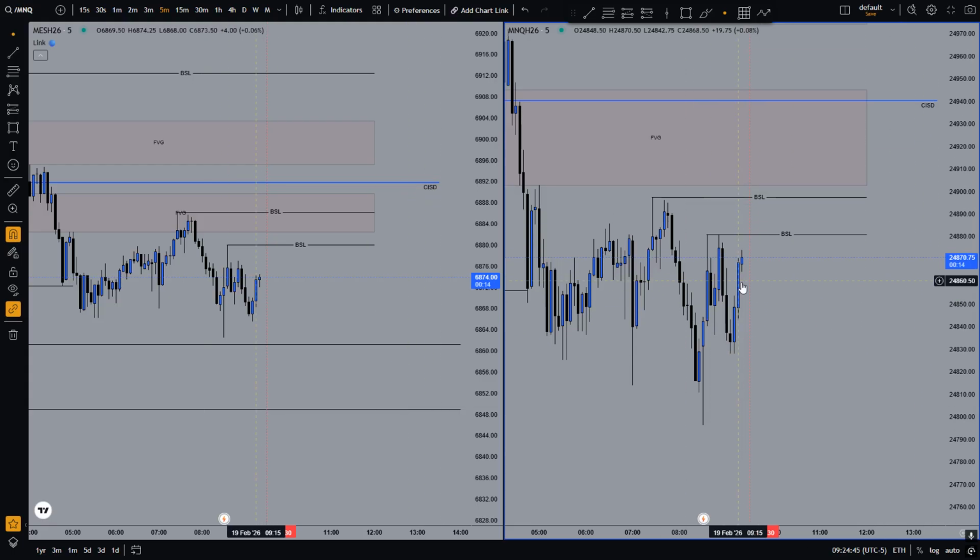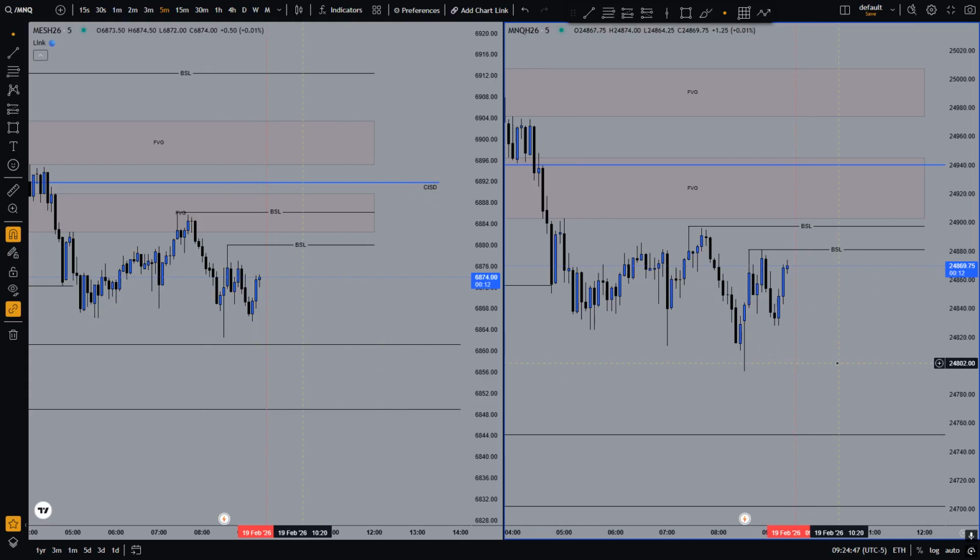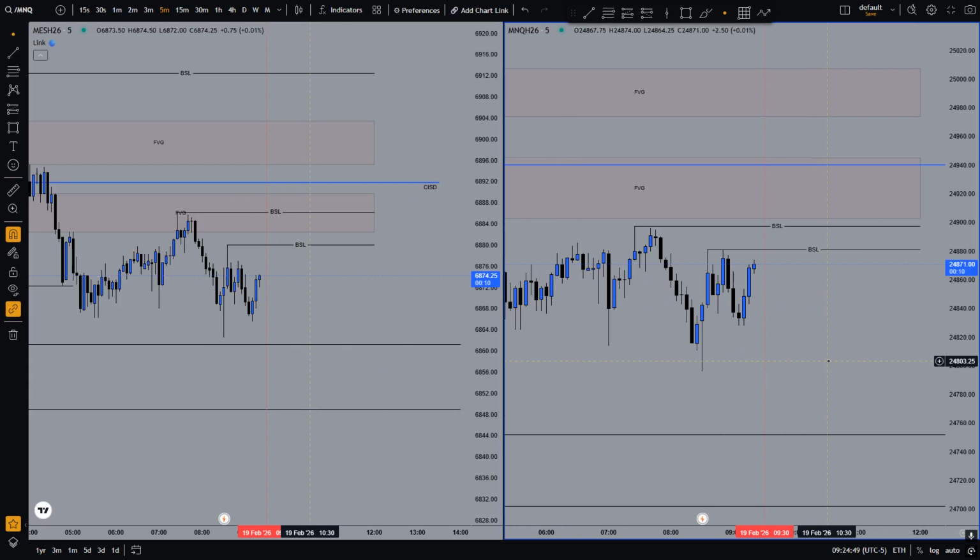Looks like we're going to open up this 5-minute gap here. $25 is about to come in and open up. We'll see if we get any volume.